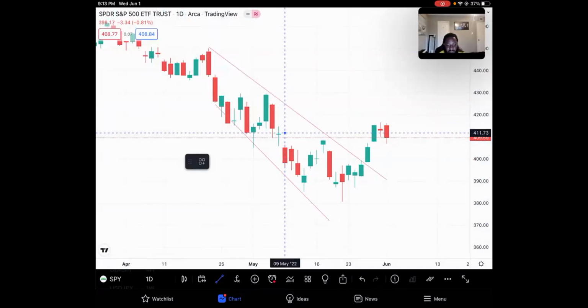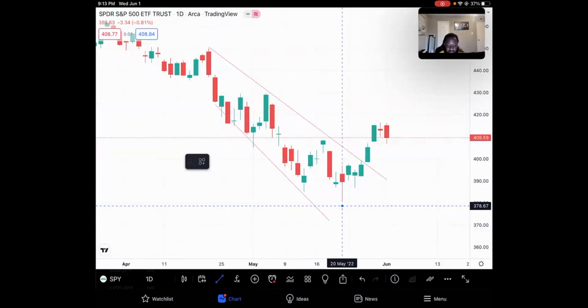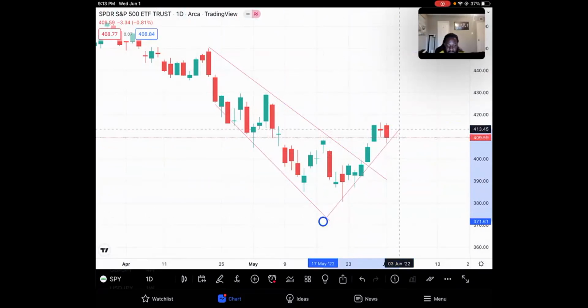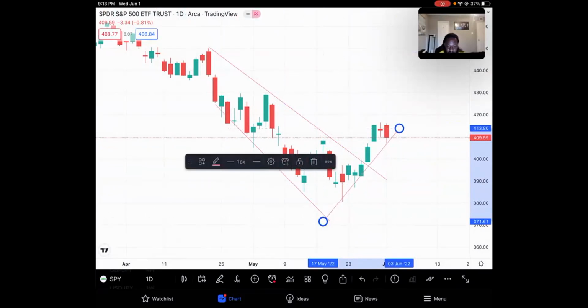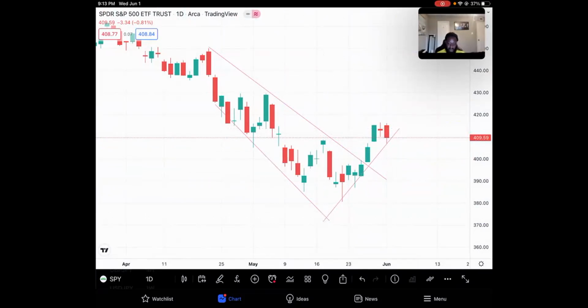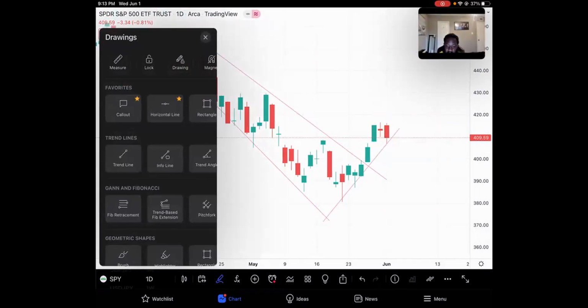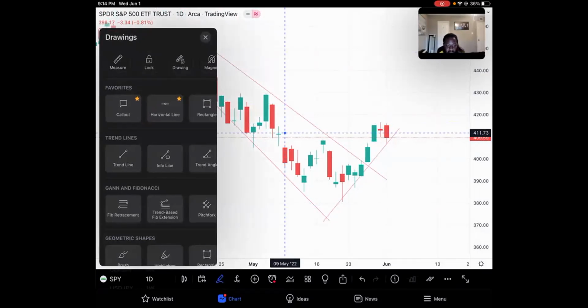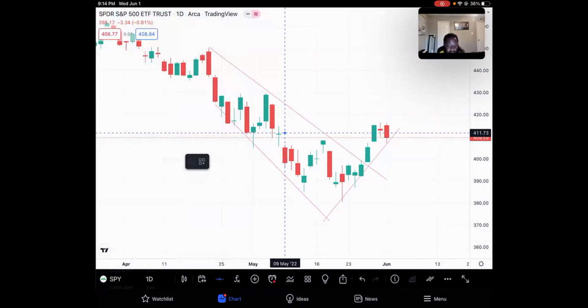Does it matter? I don't think it matters. Should I do one at the top? Yeah. You use the horizontal line. Use a horizontal line? Okay. Yeah.